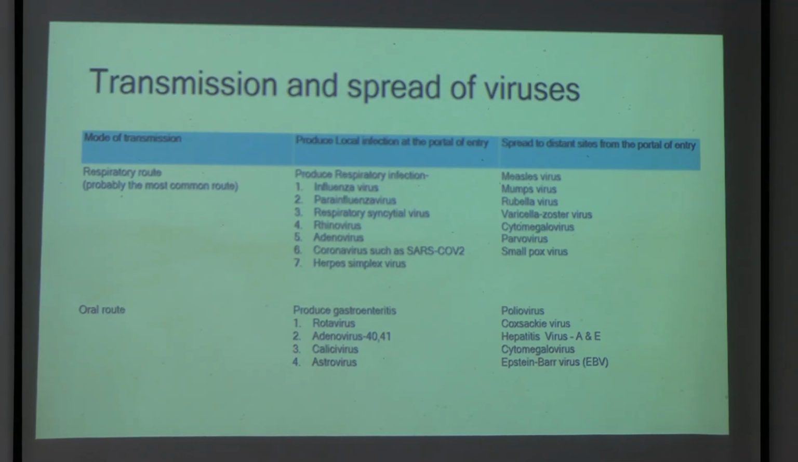Clear? So see, measles virus, mumps, rubella, varicella zoster, cytomegalovirus, parvo, smallpox. Smallpox: what are the symptoms of smallpox? Pox in the skin, blisters. But the route of transmission is respiratory. So it is very much distant from the primary route of transmission. Am I clear? This is what I'm trying to tell you.